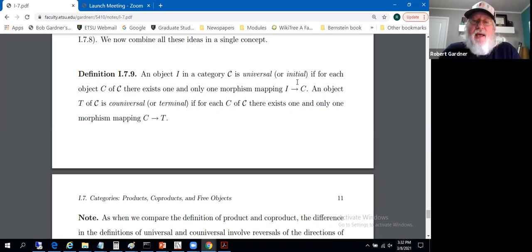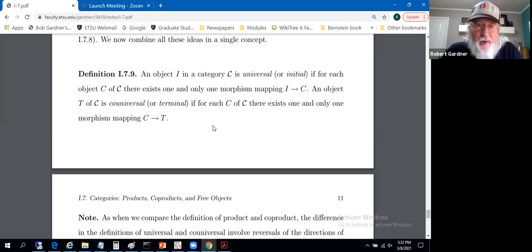Initial makes sense because that means I can map I to anything else in that sense. I comes first. It's universal in the sense that I can map I to anything. So arguably, I guess both of those are reasonable, but we're mapping I to C. The I comes first. That's universal.